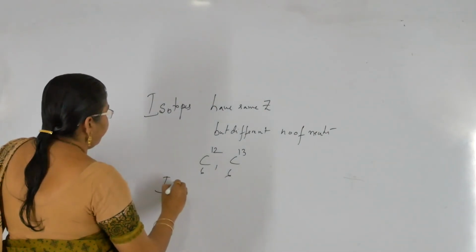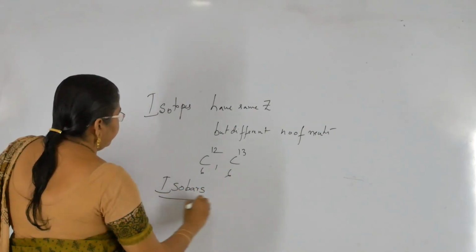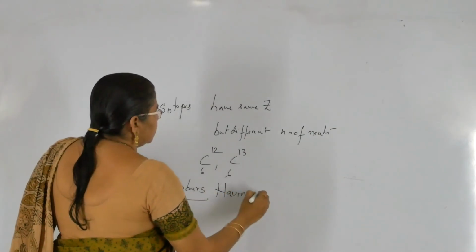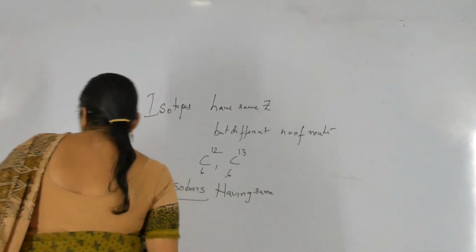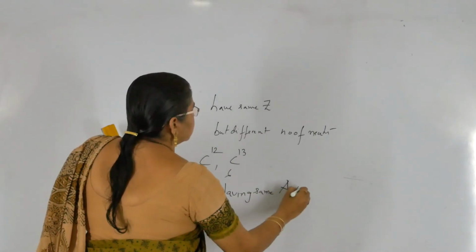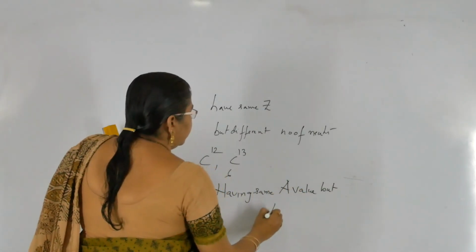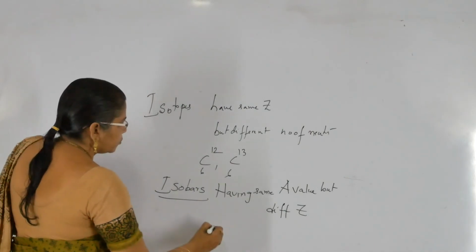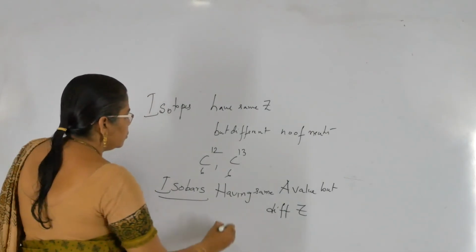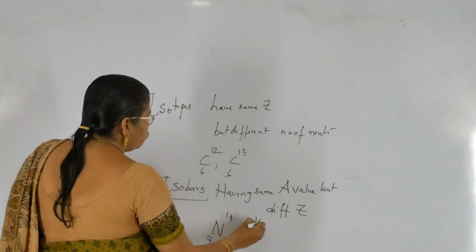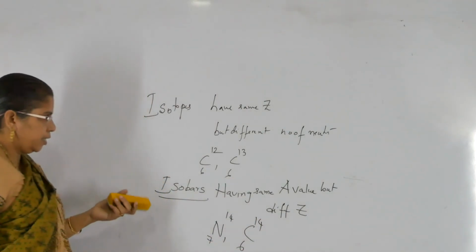Next one is isobars, having the same A value but different Z. So I take nitrogen-14-7 and carbon-14-6. So these are isobars.